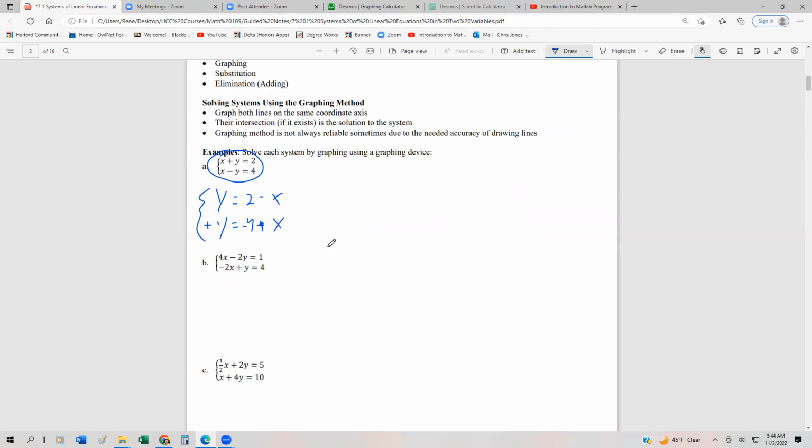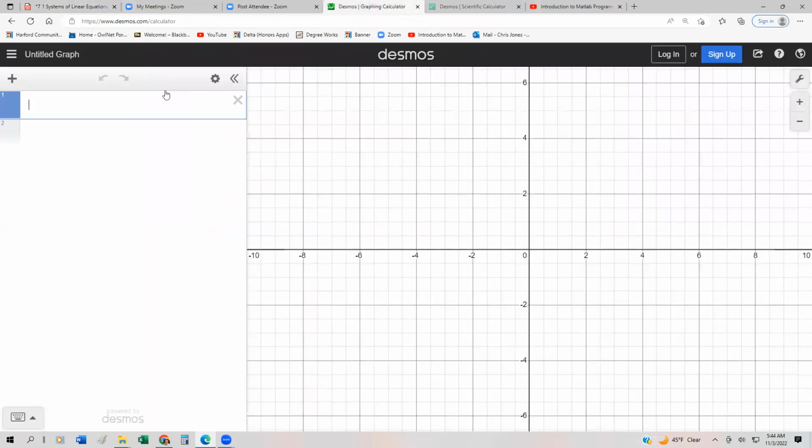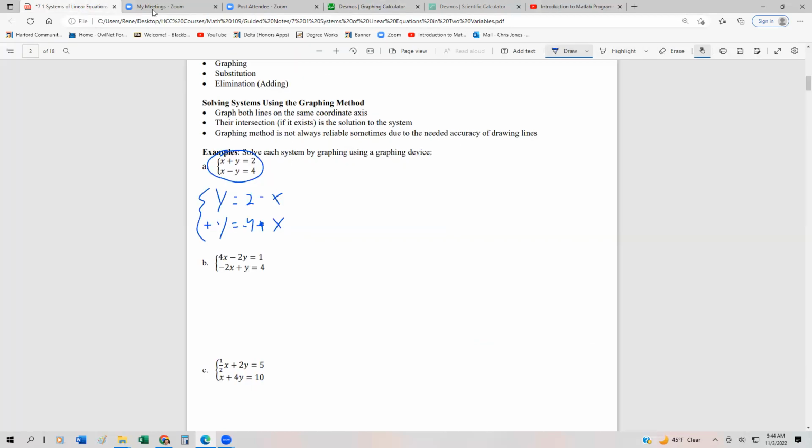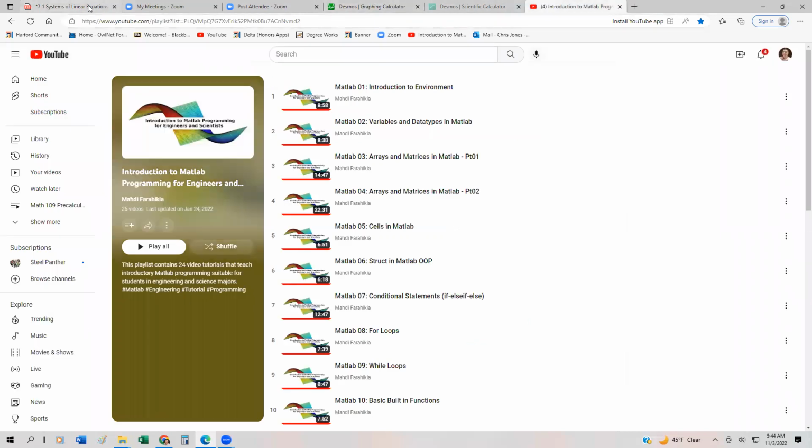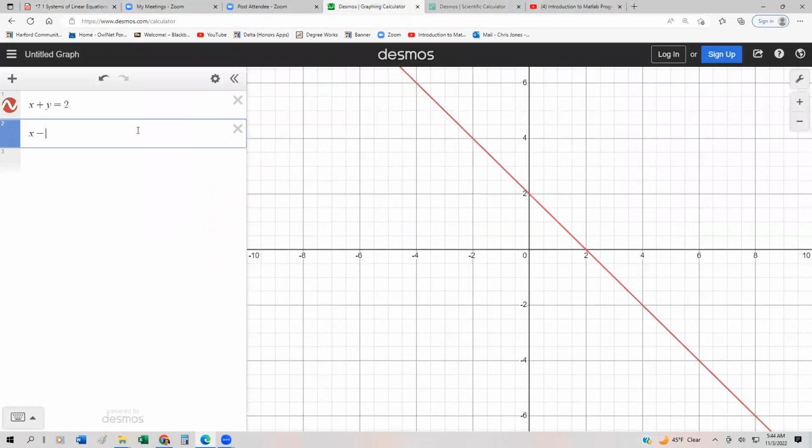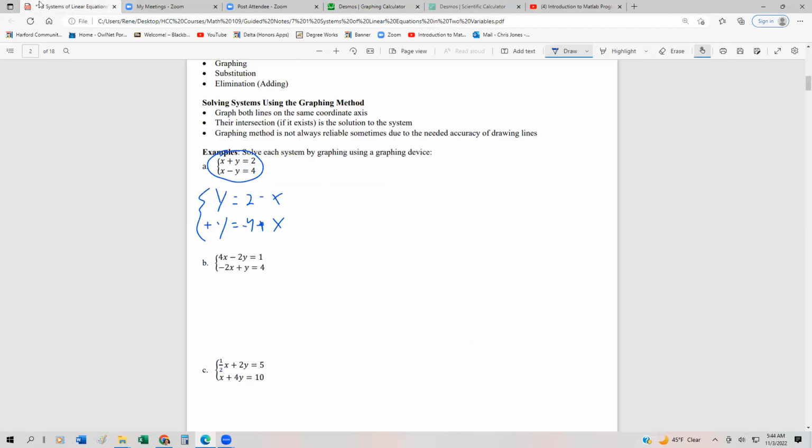So this is what you would have to do in your calculator, but in Desmos, it's really nice and easy. I'm just going to graph this. So we have x plus y equals 2 as one equation, and the other equation is x minus y equals 4. And we can clearly see that the solution is (3, -1). So there is one solution, and it's (3, -1) by graphing.